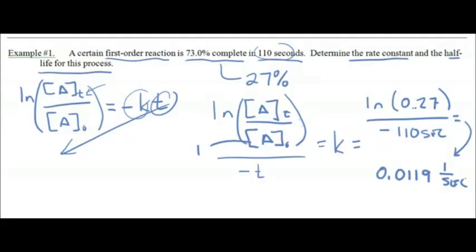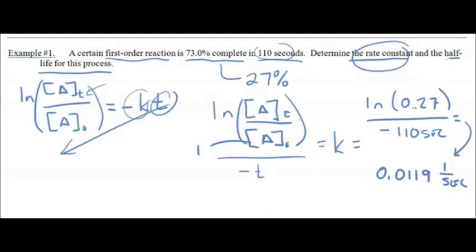That's my constant. So throughout this whole reaction, that is my constant, or my slope if I were drawing that out. Okay, so we answered the first part. We got the rate constant out of the way.